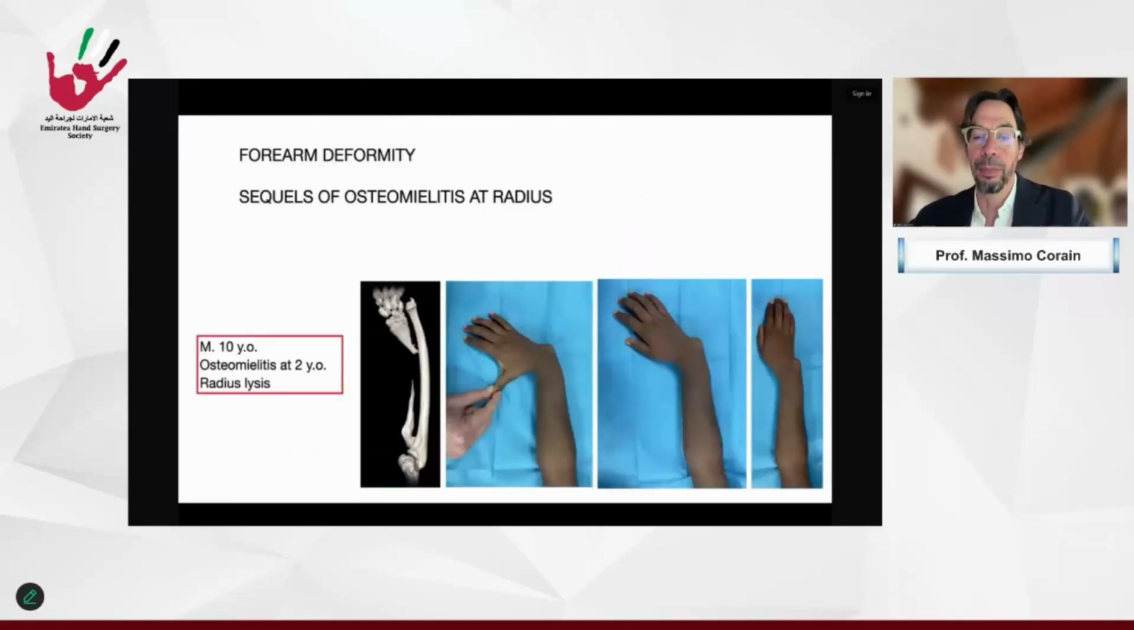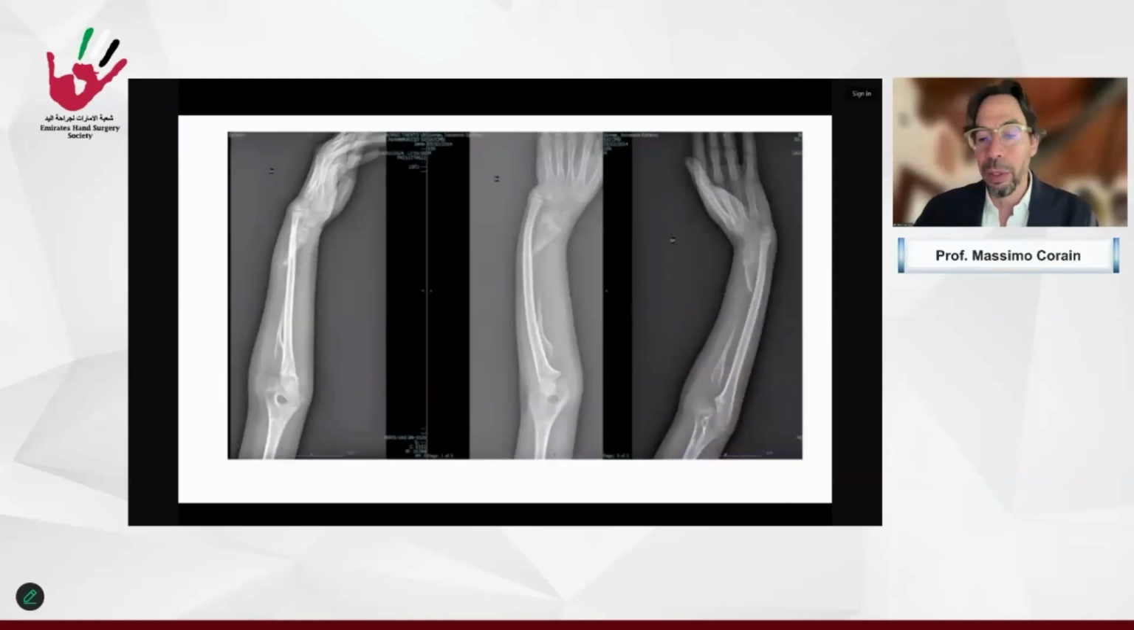This is another case, an unusual case. This is a forearm deformity, a sequel of osteomyelitis at the radius. This patient is now 10 years old, and he had an osteomyelitis when he was 2 years old, of a trauma not exactly known, with a radius lysis. This is the radiological aspect.